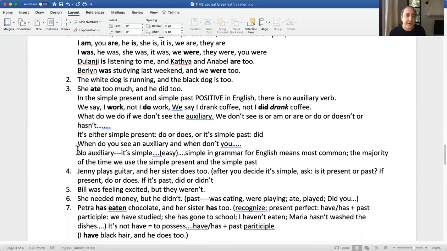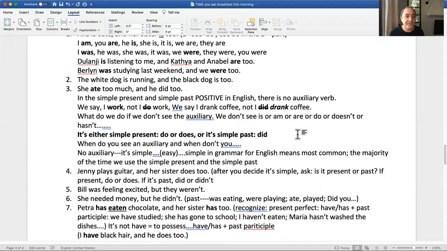Okay, it's very important. Why? Because you guys, we use the simple past and the simple present. We use them the majority of the time. They're the most common. Don't think of simple as easy. Think of simple as common.